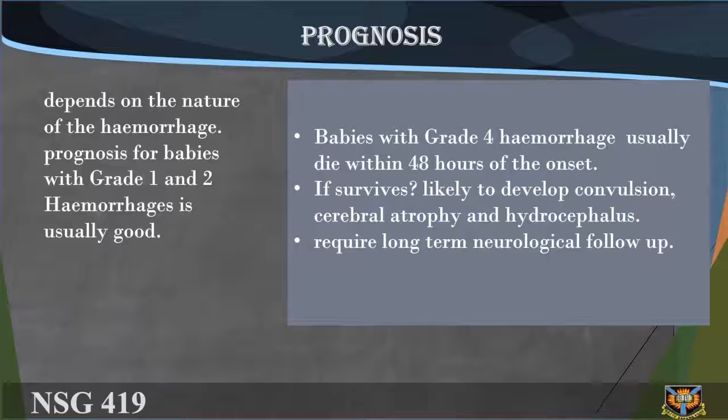Prognosis. The outcome of PVH or IVH depends on the nature of the hemorrhage. The neurological prognosis for babies with grade 1 and 2 hemorrhages is usually good. Babies who suffer a massive grade 4 hemorrhage usually die within 48 hours of the onset. Those who survive are likely to develop convulsions, cerebral atrophy, and rapidly developing hydrocephalus. They will require long-term neurological follow-up. Reader assignment: hemorrhage related to coagulopathies, convulsion.